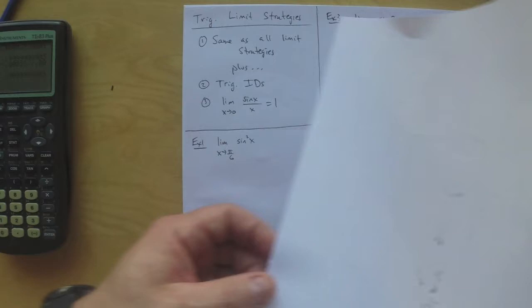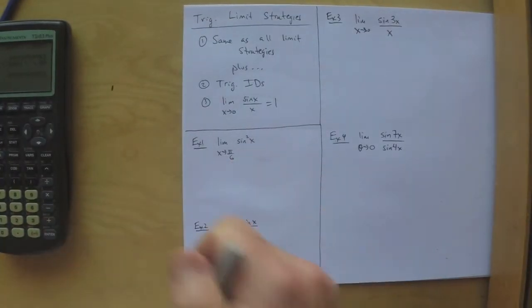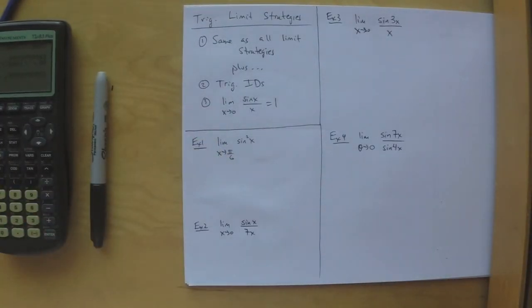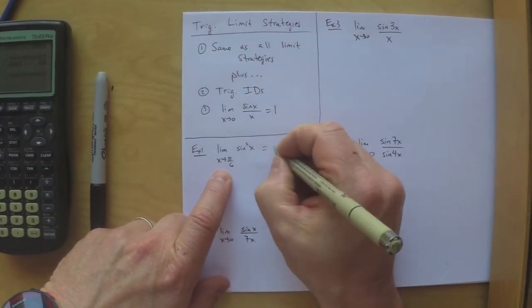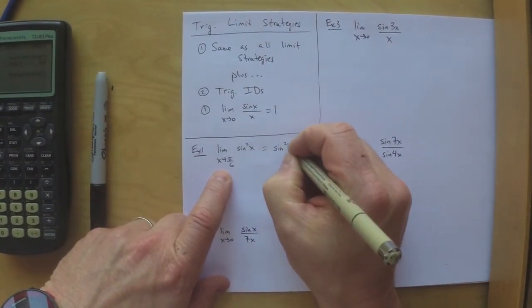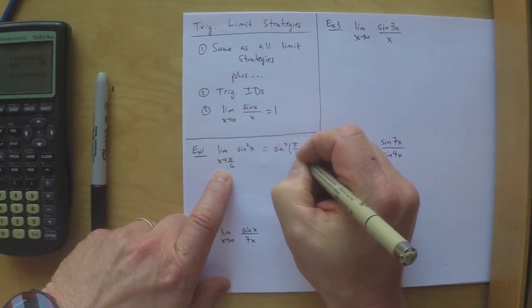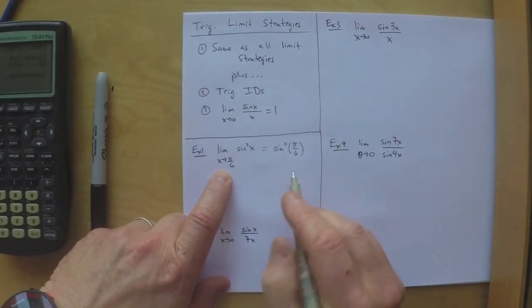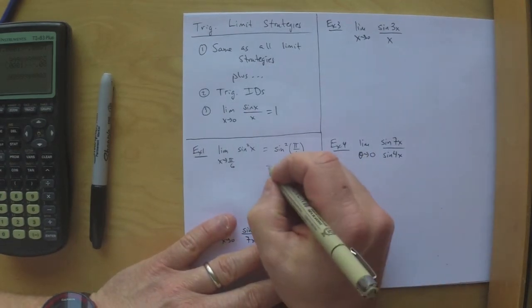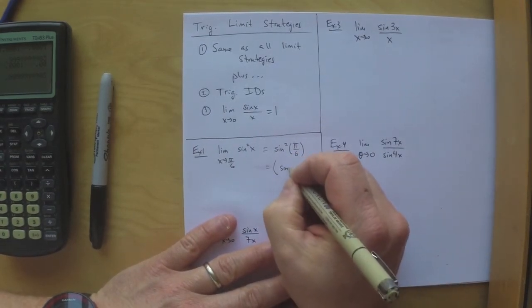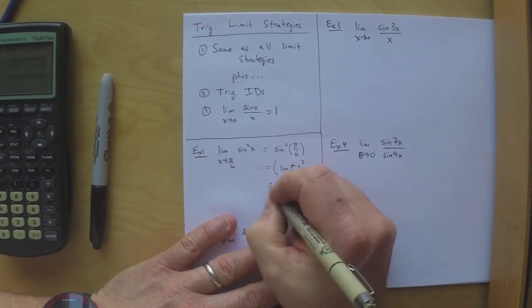Example number 1. So I see a limit. I don't freak out. My first thought is, okay, I'm going to plug in the value. That's what I always do. So what is sine squared of pi over 6? Can I evaluate that? And sure enough, I can. I don't have any division by 0. So remember what this means. This just means sine of pi over 6, all squared.